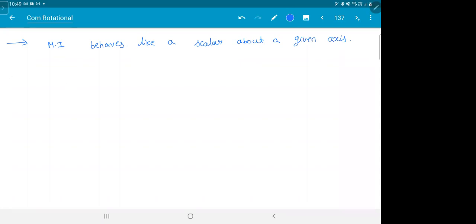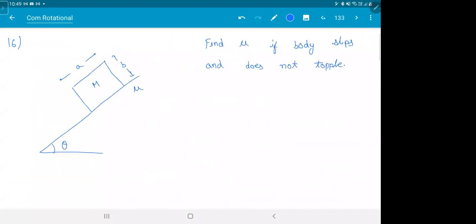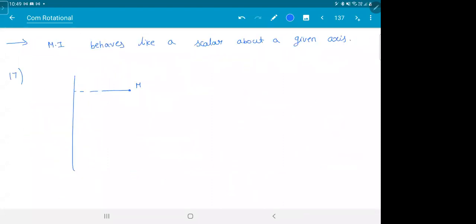Let's say a question based on that. This is the axis of rotation. There are 3 particles like this, with distances d, 2d, and 3d, and masses m, 2m, and 3m. Find the moment of inertia.